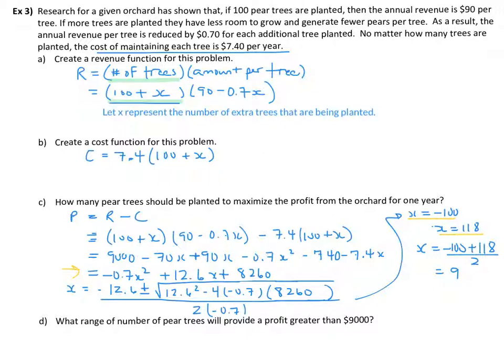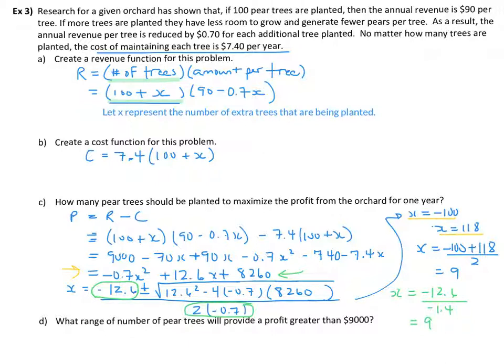Now there's a couple other things I want to point out here. We could have completed the square to put this in vertex form, so that's an option. Another option, what I'd like you to do is try this calculation. If you take the negative b, which is this negative 12.6, and divide by 2a, which is negative 1.4, do that on your calculator, see what you get.